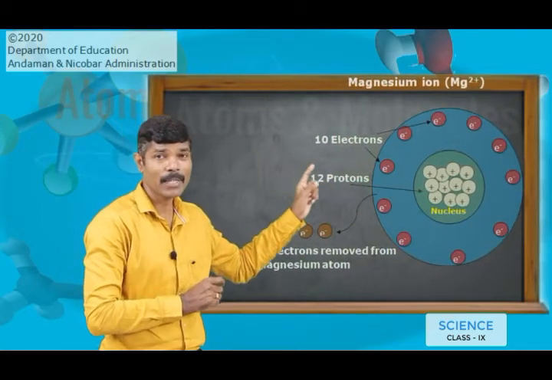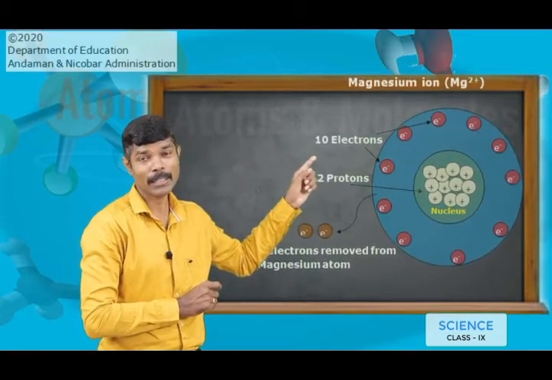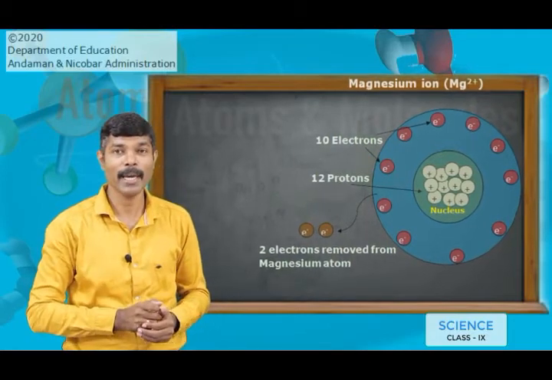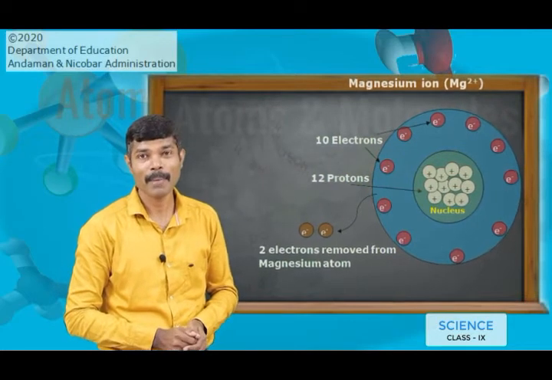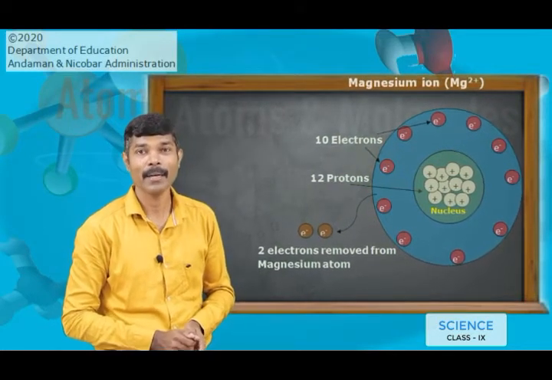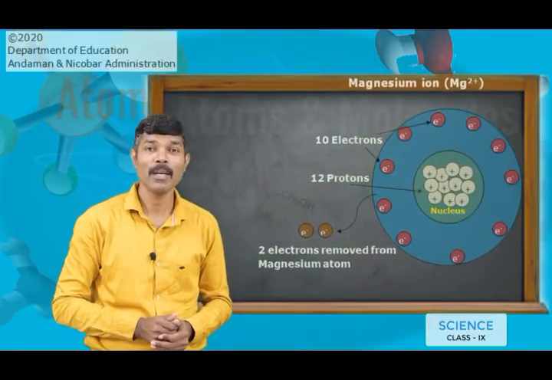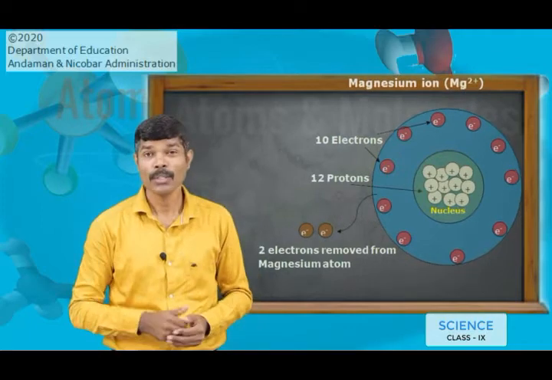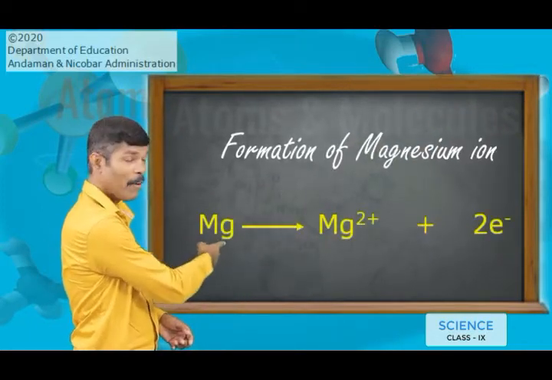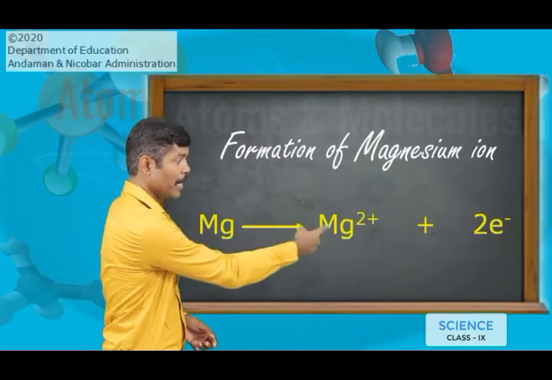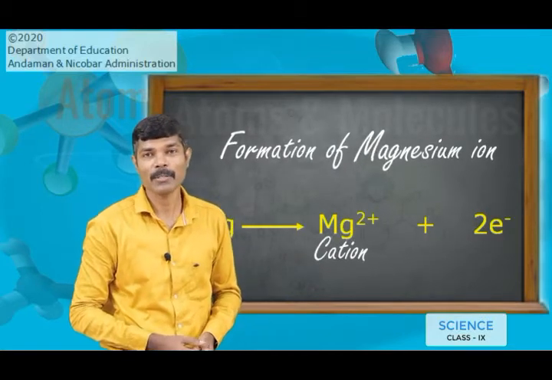Now 10 negative charges get cancelled with 10 positive charges of the nucleus. As a result of this, two positive charges will be in excess, and these two positive charges will be acquired by the magnesium atom, thereby making a magnesium ion. Here the magnesium ion is formed by losing two electrons. So the formation of the magnesium ion can be represented as a magnesium atom when it loses two electrons gives Mg 2+. Here 2+ indicates that two electrons are short.